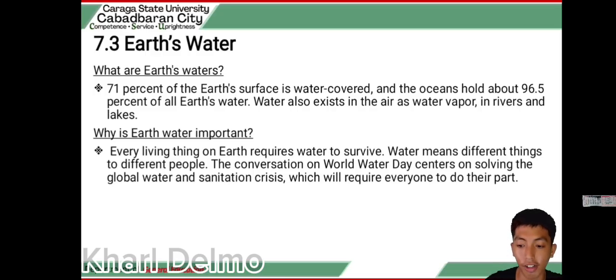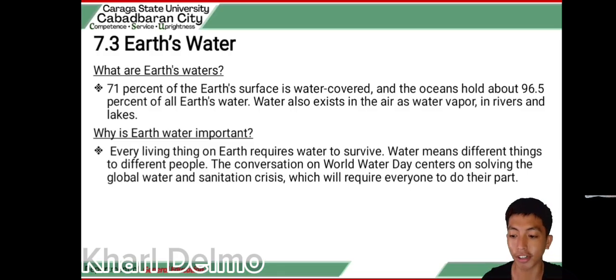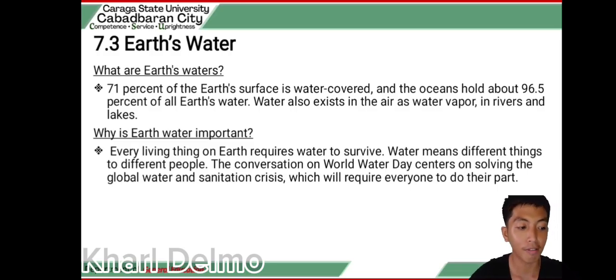Earth's water. What is Earth's water? 71% of the Earth's surface is covered by water, and the ocean holds about 96.5% of all Earth's water. Water also exists in the air as water vapor, and in rivers and lakes. So the majority of the Earth's surface is covered by water, with the ocean making up the largest portion of it. Surface coverage: 71% of the Earth's surface is water, indicating that land makes up only about 29% of the surface.